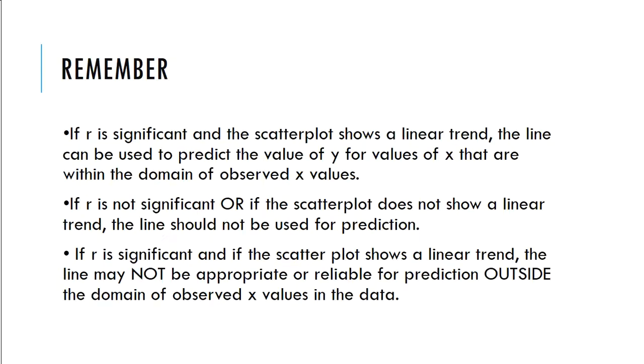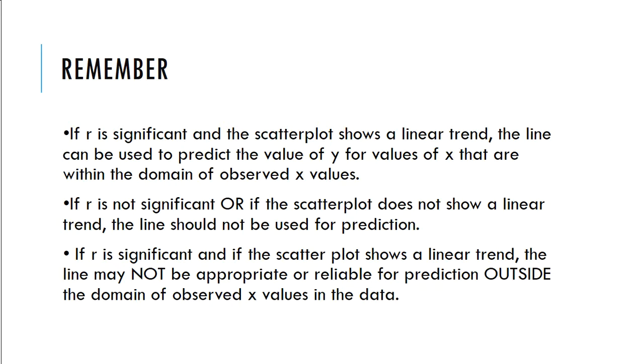All right, so remember, if R is significant and the scatter plot shows a linear trend, the line can be used to predict the value of Y for the values of X that are within the domain of observed X values. If it is not significant, or if the scatter plot doesn't show a linear relationship, it can't be used for prediction. So remember, you can use predictions if R is significant and shows a linear trend. If R is significant and the scatter plot shows a linear trend, the line may not be reliable for predictions outside the domain of the observed X values in the data set.